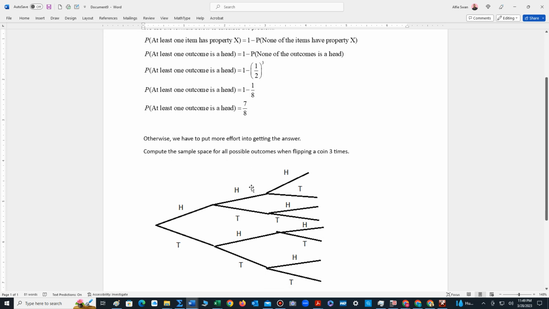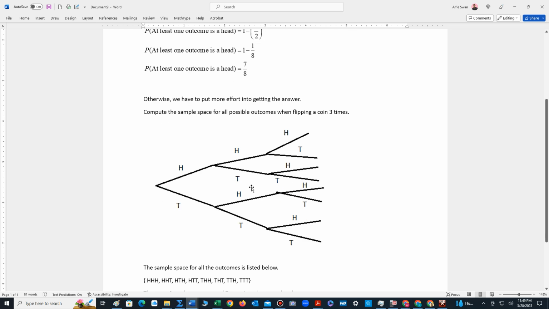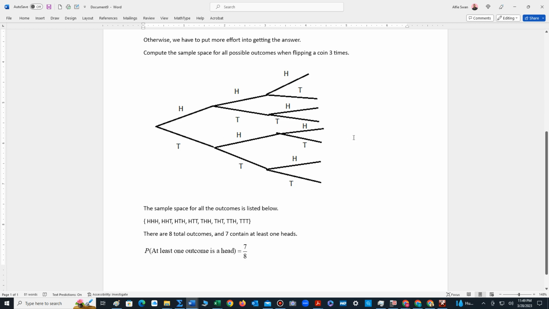Otherwise, we would have to put a little more effort into deriving the answer. So first of all, we would have to find the sample space for all possible outcomes when flipping a coin 3 times. Here I use a tree diagram. So we flip the coin the first time, you get heads or tails. You flip the coin the second time, so if you get heads the first time, then you get heads or tails on the second toss. If you get tails, you get heads or tails on the second toss. And then you flip the coin the third time, heads, tails, heads, tails, heads, tails, etc.